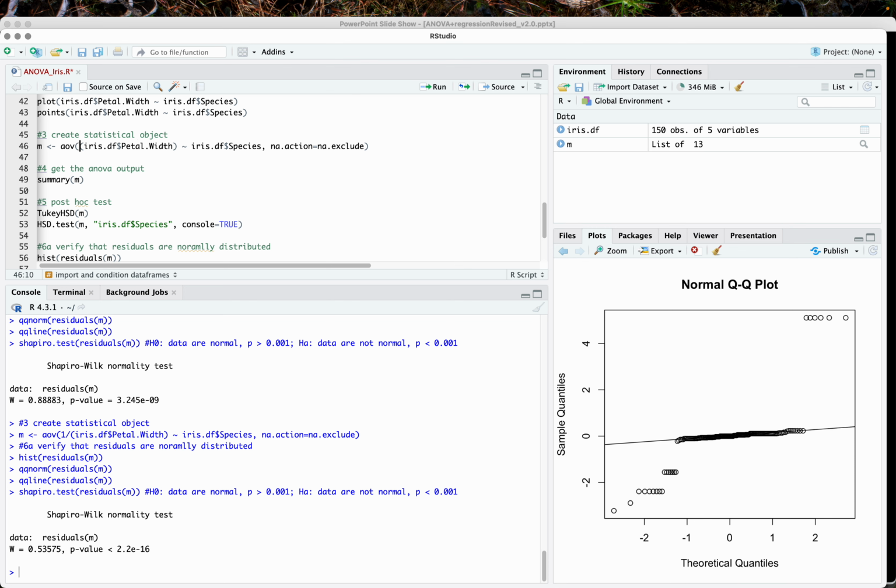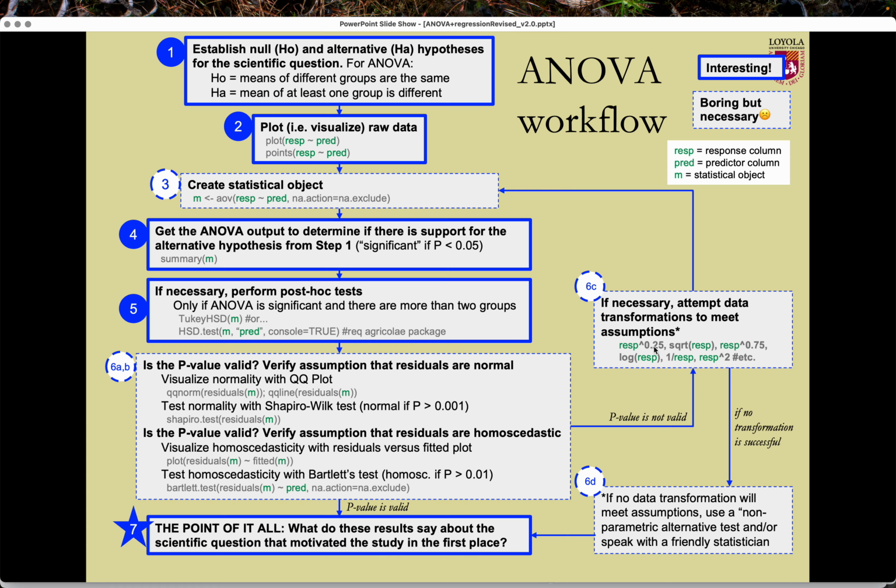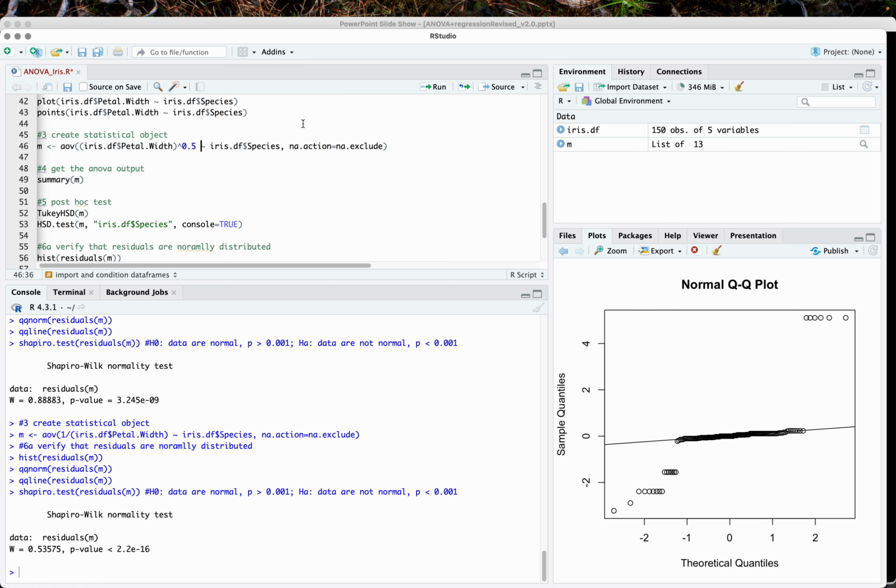I prefer to raise this whole thing to the 0.5 power. So raise it with that little caret. Yes, raise to 0.5, that's the square root. And the nice thing about that is if this doesn't work, you can then easily change that to a quarter root transformation or a three quarters root transformation or something like that. So let's try this square root.